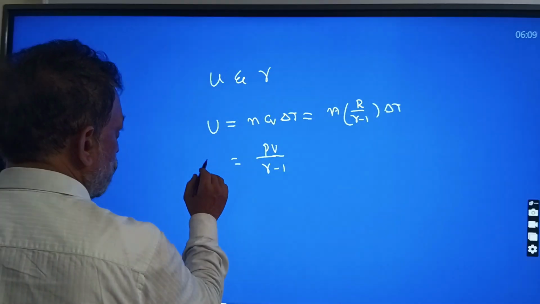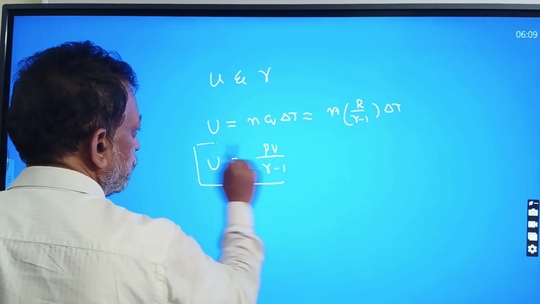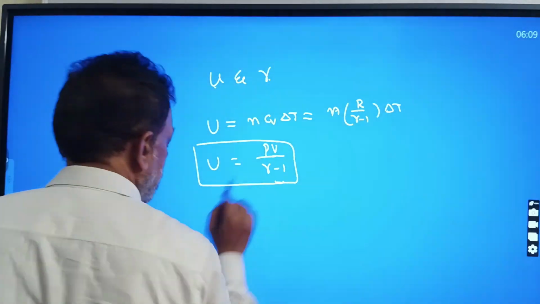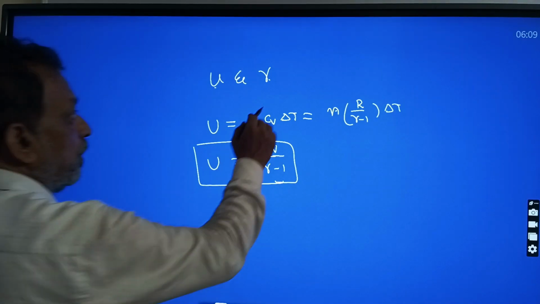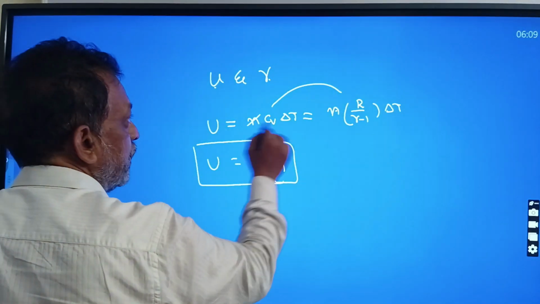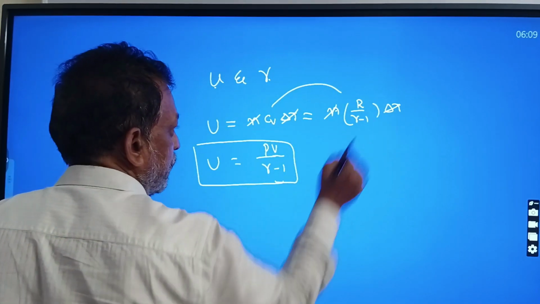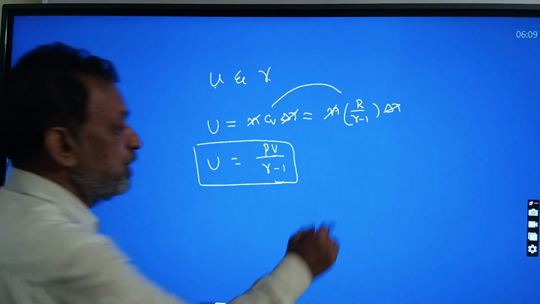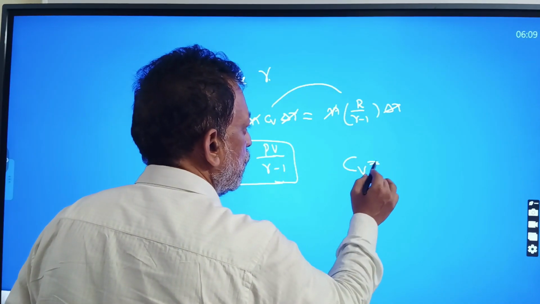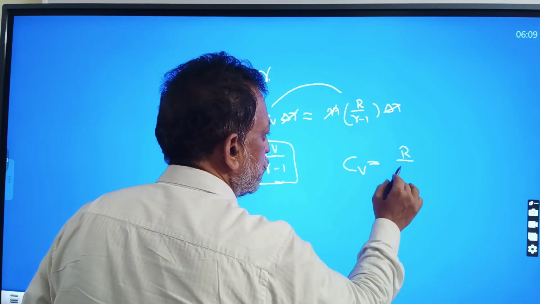What is the relation? U is the internal energy, and the adiabatic constant, number of moles n. So I'll take this from comparing. n cancels, delta T is nothing. So U is equal to this. So Cv is equal to R by gamma minus 1.